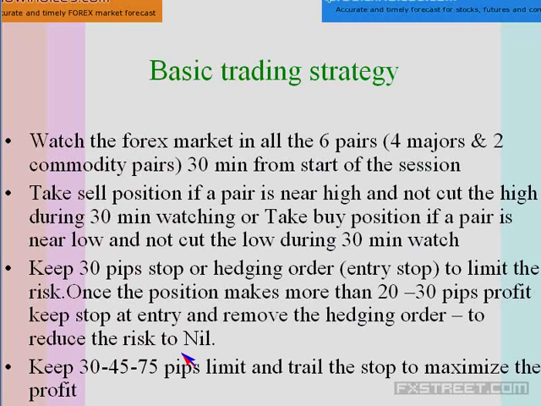Then once the position starts making profit, we will be able to trail that stop from the original position and keep the limit of 30, 45 or 75 pips. And the limit can be moved away from the market. Thereby we will be able to maximize the profit and trail the stop and see whether the position is closed with the trailing stop or with a limit. So this is how a swing trade decision has to be made as a basic trading strategy.